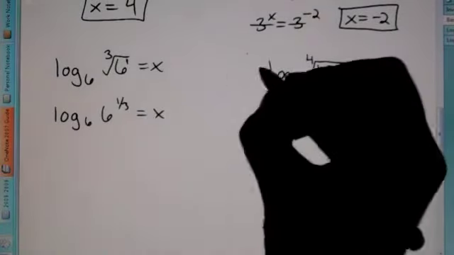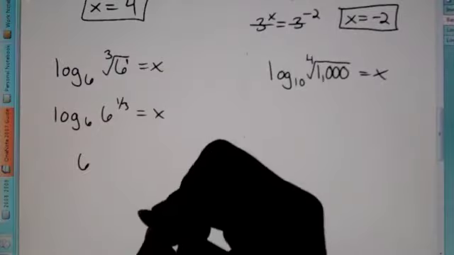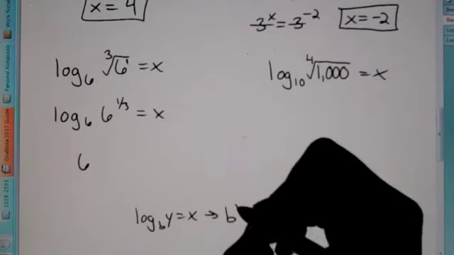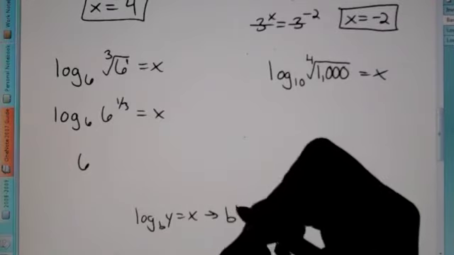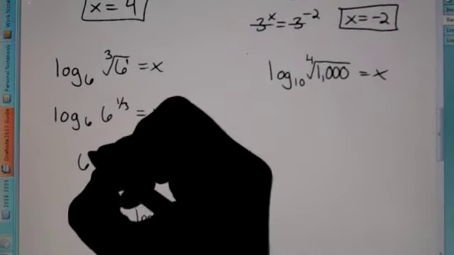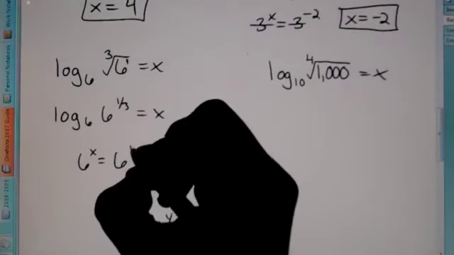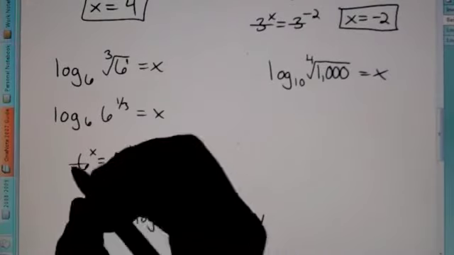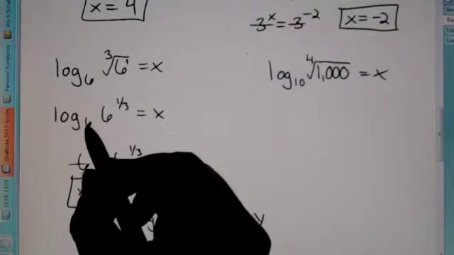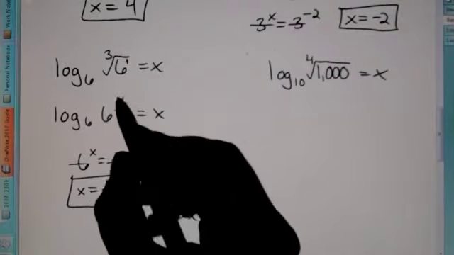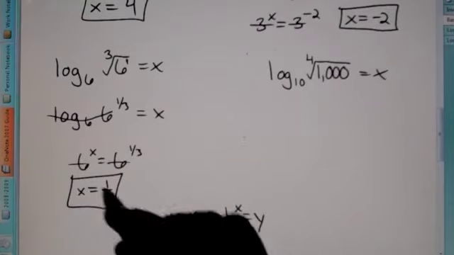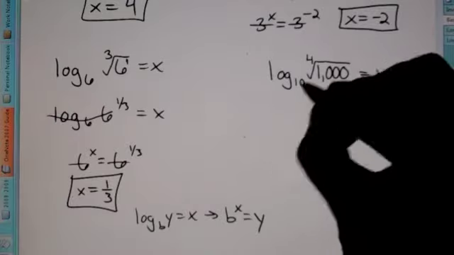So now we have 6. I'm going to write it again right here. Log base b of y is equal to x, and we rewrite it as b to the x is equal to y. So now 6 is in the position of b, so we raise it to the x exponent, which is equal to 6 to the 1/3. Therefore, these just cancel out. We have x is equal to 1/3. So if you have the same base, the log base 6 and the 6 cancel out. You're left with 1/3 is equal to x. And so now we're going to do that here. This one's a little bit more tricky.